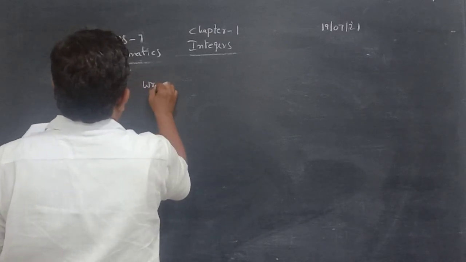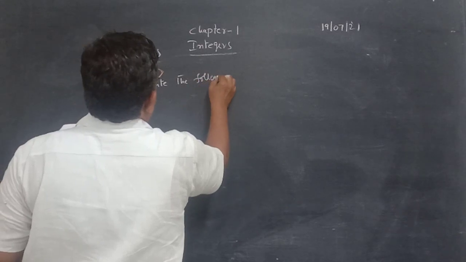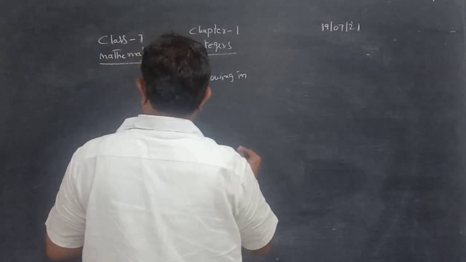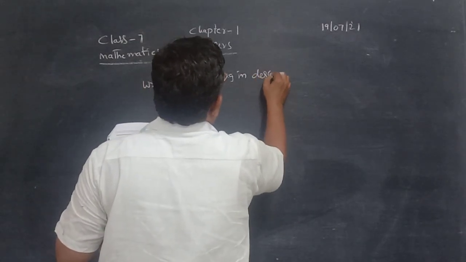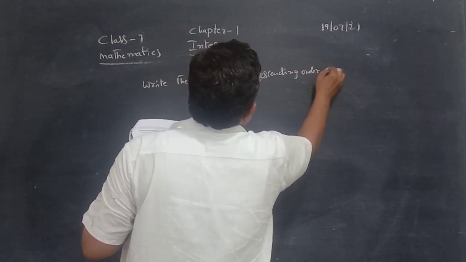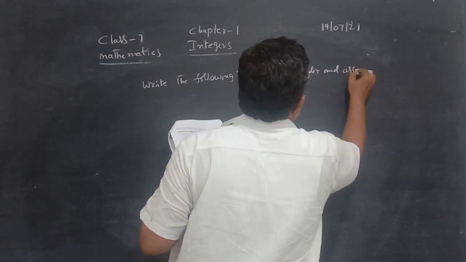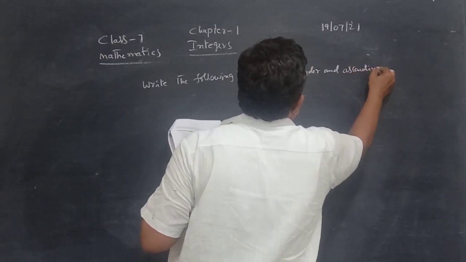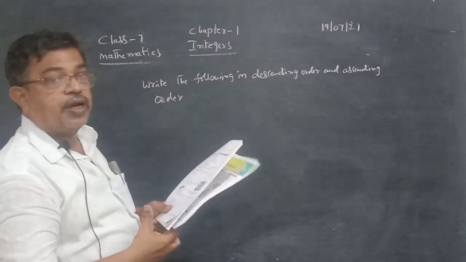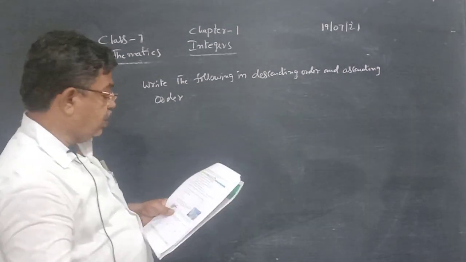Write the following in descending order and ascending order. Already you know what is descending order. Greater number to smaller number is called descending order. Smaller number to greater number is called ascending order.